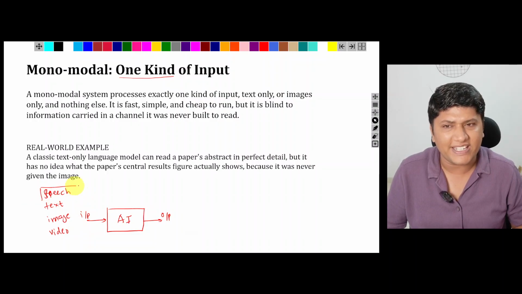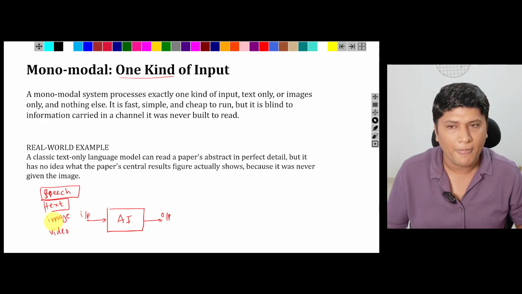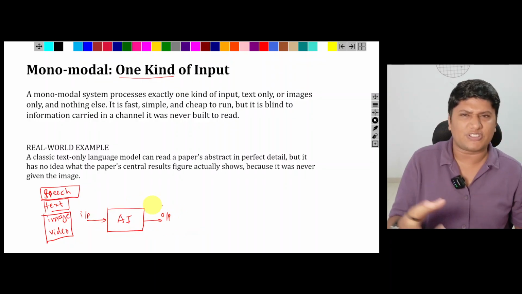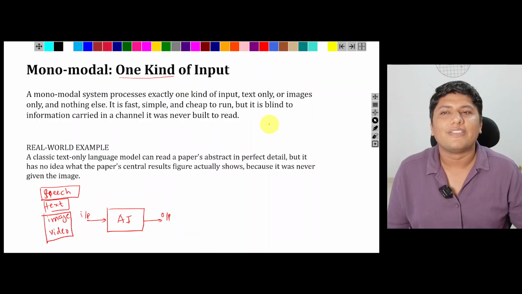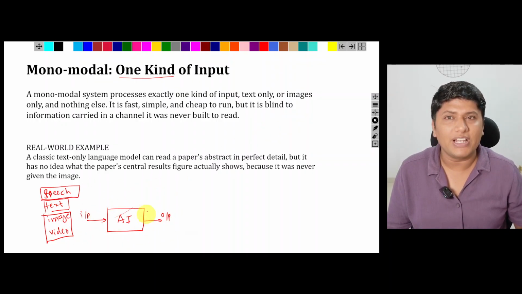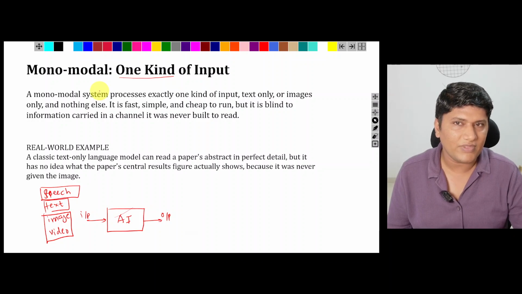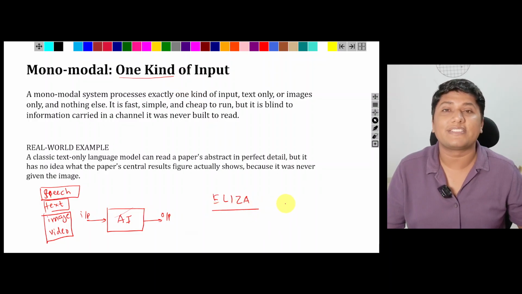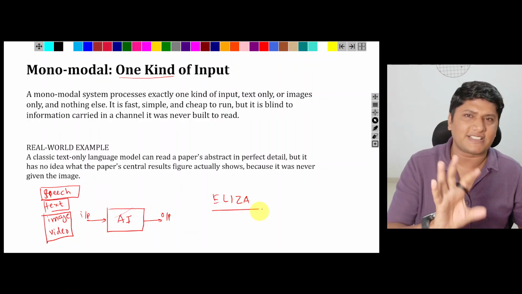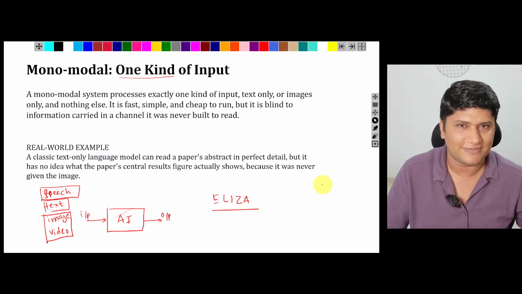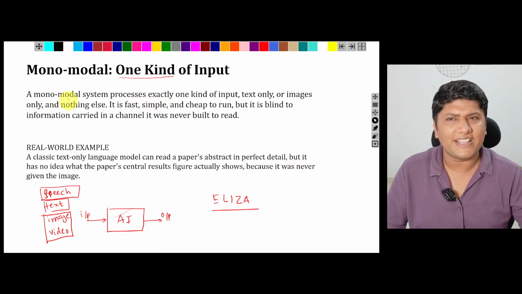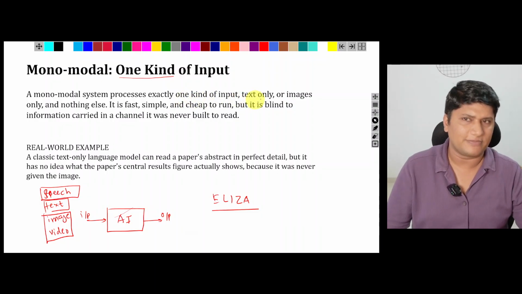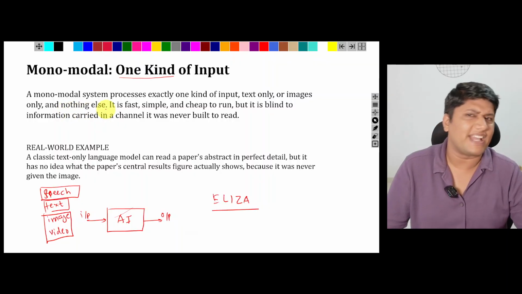If you can give only one type of data as input, and the output is also a similar kind of data, then this kind of AI model is called a monomodal AI. Earlier, like the Eliza chatbot that we talked about, right? This Eliza chatbot is a monomodal AI. You just give text, it gives you text back. That's all, nothing else. So the idea is a monomodal AI system processes only one kind of input, either text or image or nothing else.